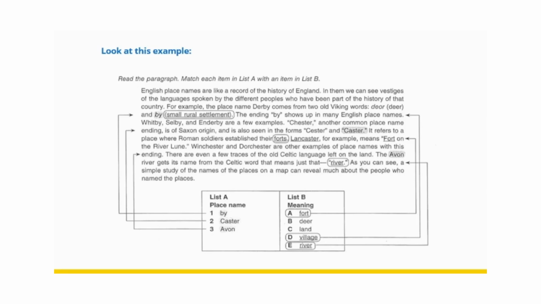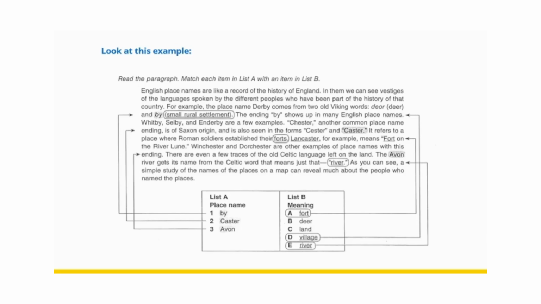So by small rural settlement, do you see? Now go back to your list B, and you see A, B, C, D, E, and we have D, which is a village. Small rural settlement is our village. As I mentioned earlier, sometimes you might not find the exact same words in the passage, and it can be a paraphrase. So in this case, small rural settlement will be village, and then we found our word Castor.